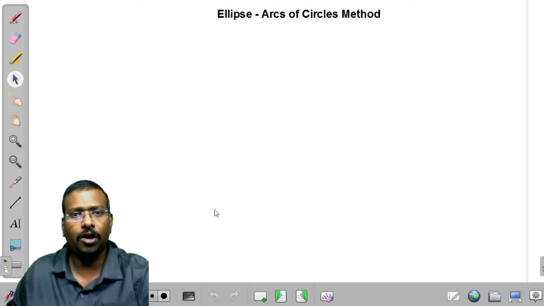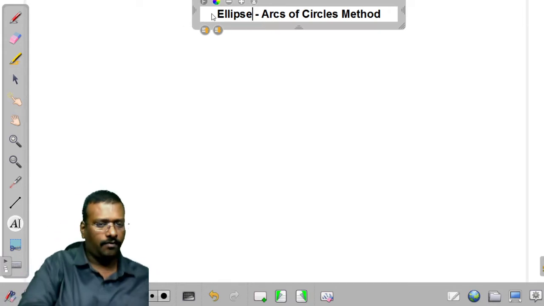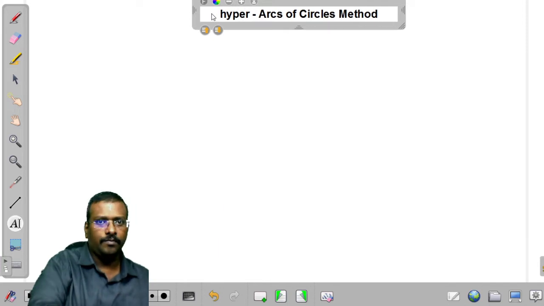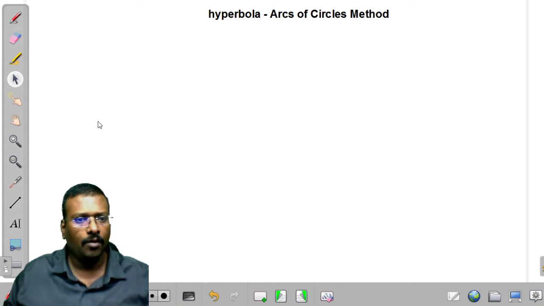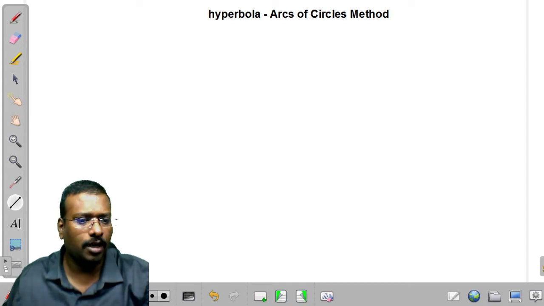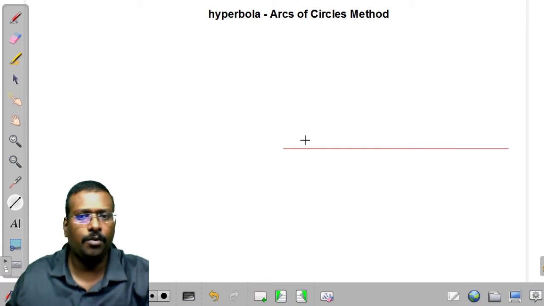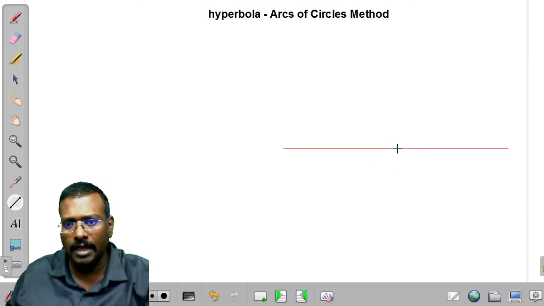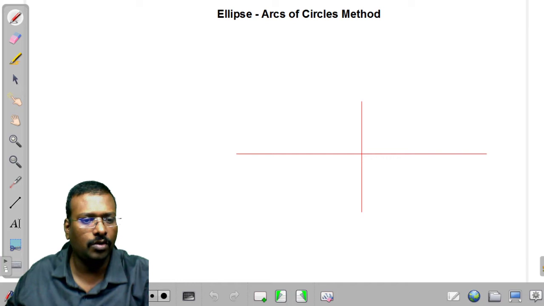Now for the hyperbola also we'll do it at the same time, so we'll check these two together. Here also it is the same scenario. Here two lines are not required. If you want, we can draw them, or we can draw only one. This is going to be the horizontal line, and any one point on it you may consider as the center O. This is O for us, and here also this is O.